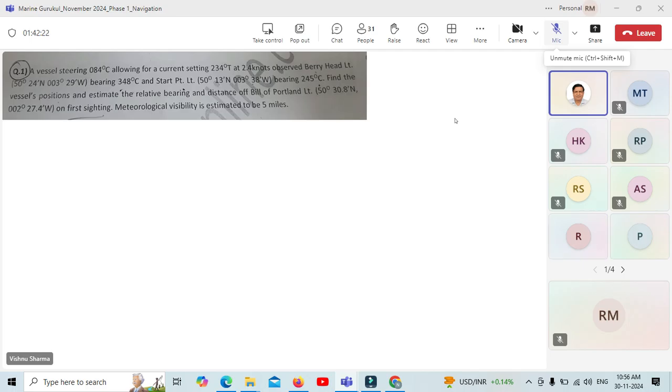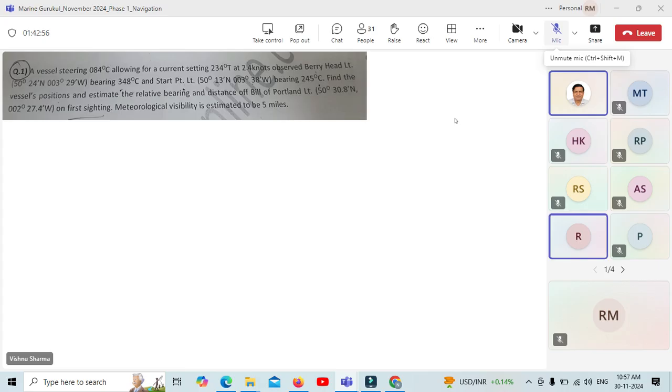Okay, see this one. A vessel steering 084 degrees compass, allowing for current setting 234 degrees true at 2.4 knots, observes Berry Head bearing 48 degrees true and Start Point bearing so much compass. Find the vessel's position and estimate the relative bearing and distance of Bill of Portland Light on first sighting. Meteorological visibility is estimated to be 5 nautical miles.